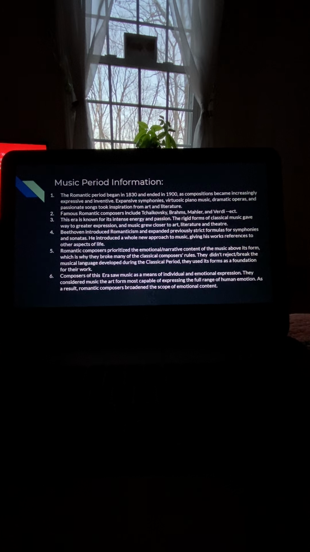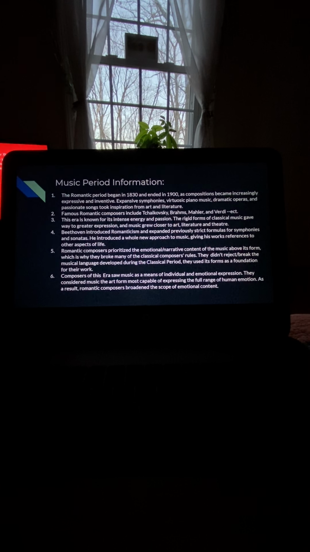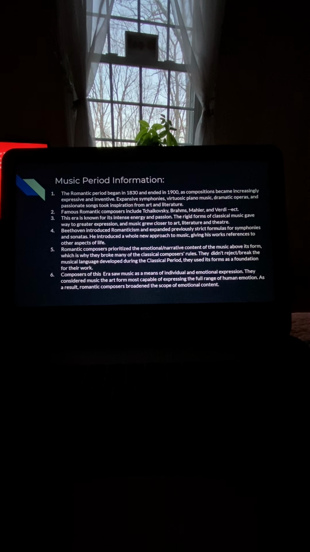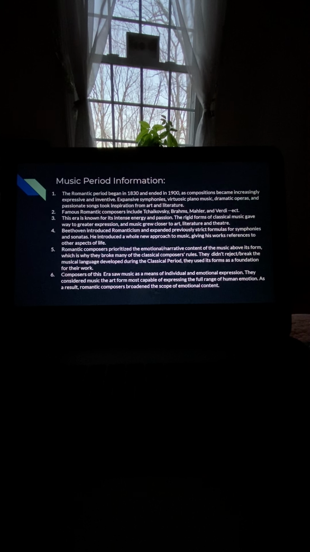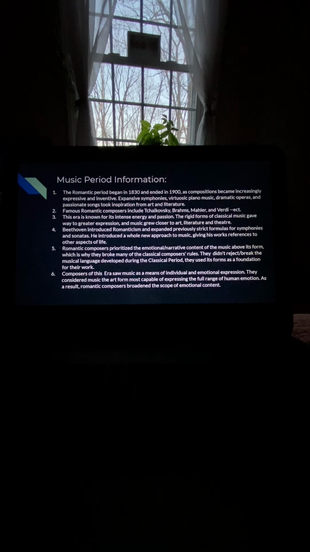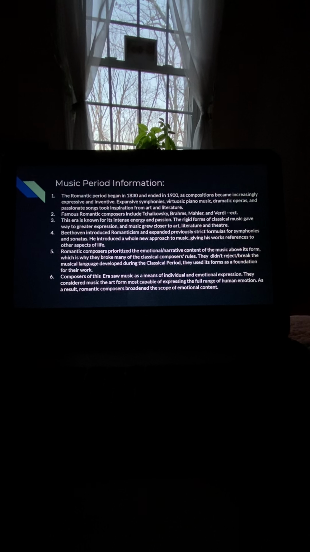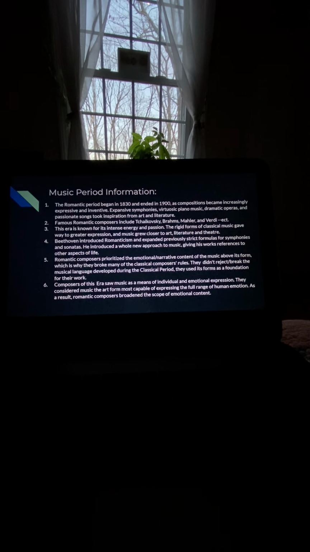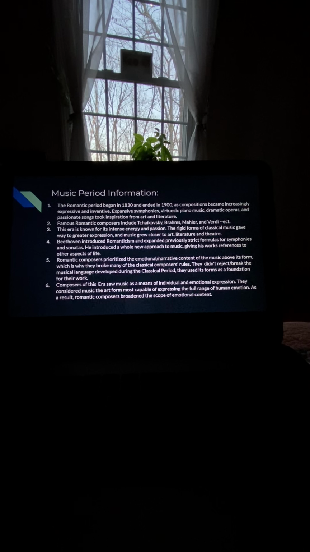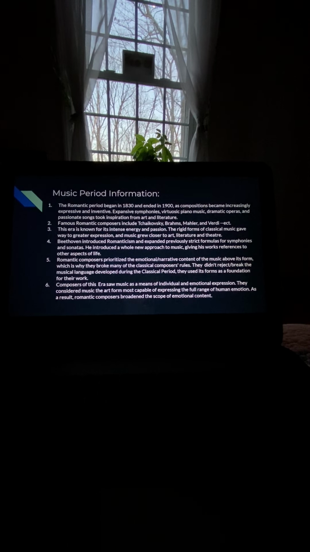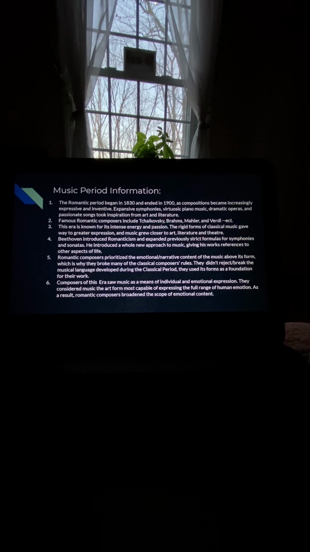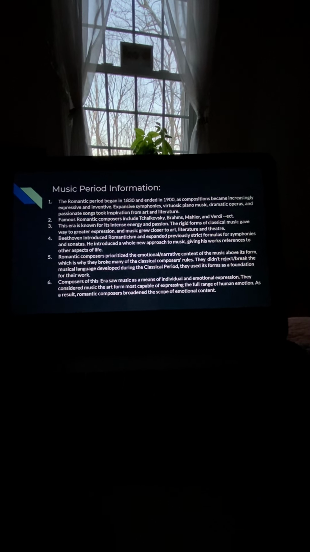Romantic composers prioritized the emotional and narrative content of the music above its form, which is why they broke many of the classical composers' rules. They didn't reject or break the musical language developed during the classical period, they used its forms as a foundation for their work. Composers of this era saw music as a means of individual and emotional expression. They considered music the art form most capable of expressing the full range of human emotion. As a result, Romantic composers broadened the scope of the emotional content.